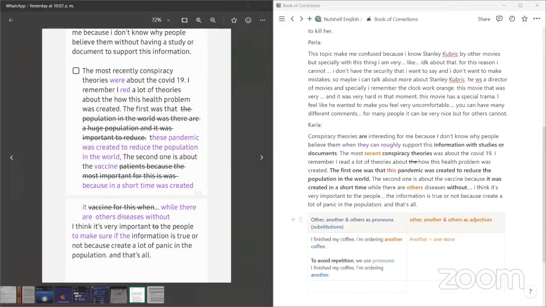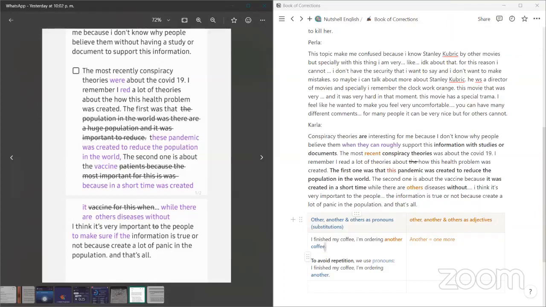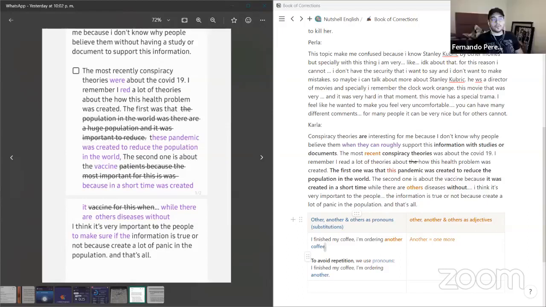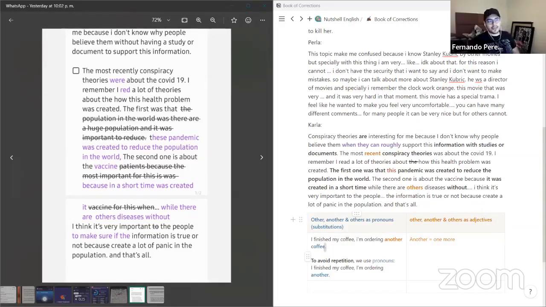Teacher, I didn't understand the orange. The orange one, an orange word describes a blue word. So if you say "the beautiful car," beautiful is orange and car is blue. Right? So "another coffee": another is orange, a description, and coffee is a noun.